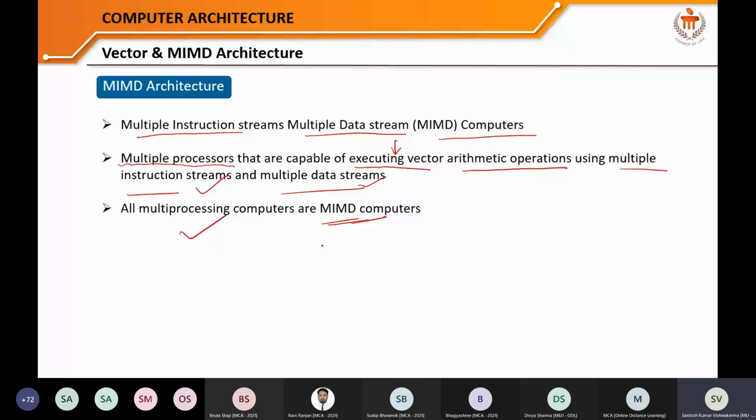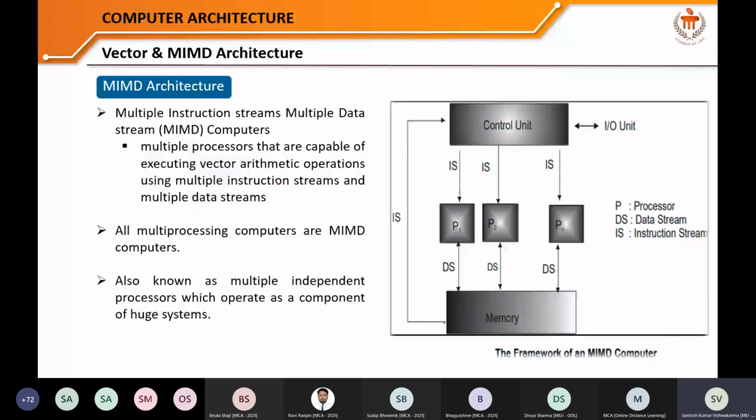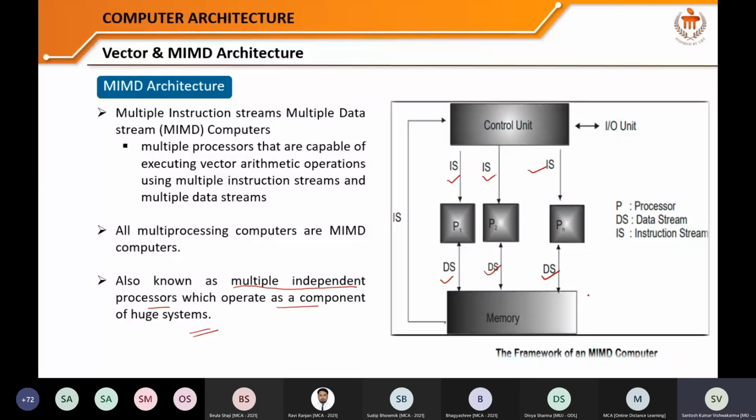It is also known as multiple independent processors which operate as components of a huge system. Now you can see that we may have the control unit, and different instruction streams, multiple instruction streams and multiple data streams, operating on a memory. Now again, there is a question mark: is it going to be a common memory for all processors to handle, or are you going to have a segment, a division? So this leads to a new topic, and that's part of our syllabus that will be discussed after this.